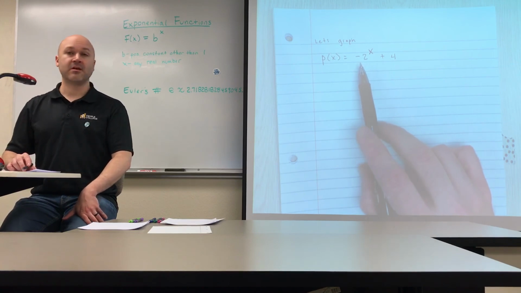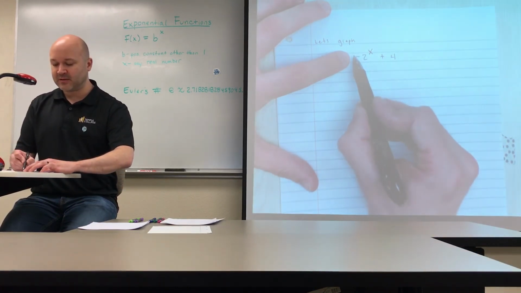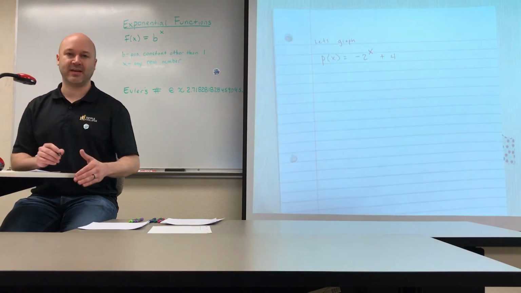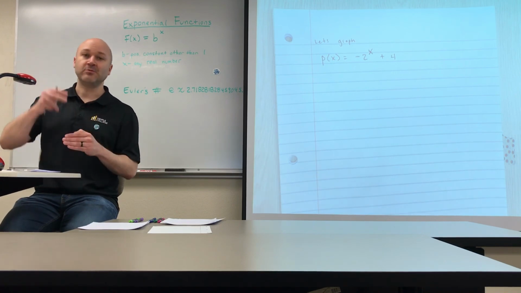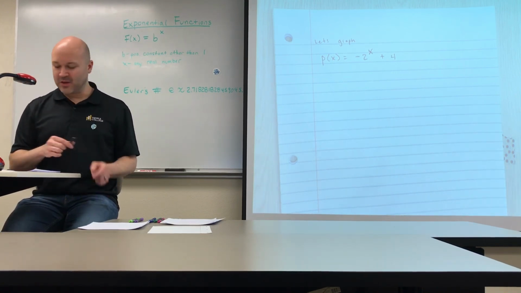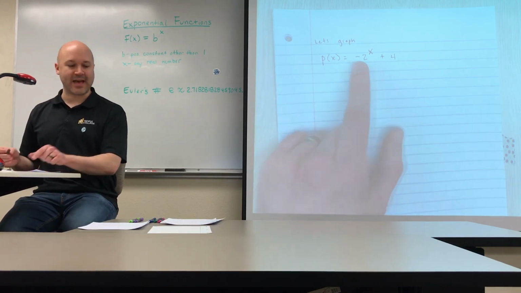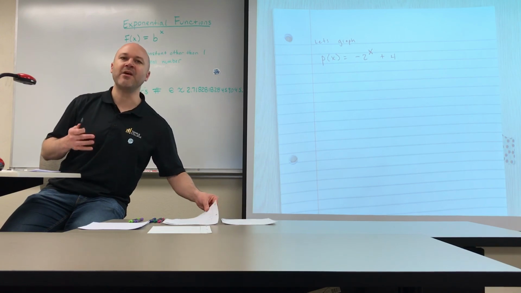Now don't get caught on thinking the base is negative 2. If I wanted my base to be negative 2, I'd have to put parentheses around the negative 2. This is a negative 2 to the x power plus 4. So I see that 2 to the x. I'm almost going to treat 2 to the x as a parent function.